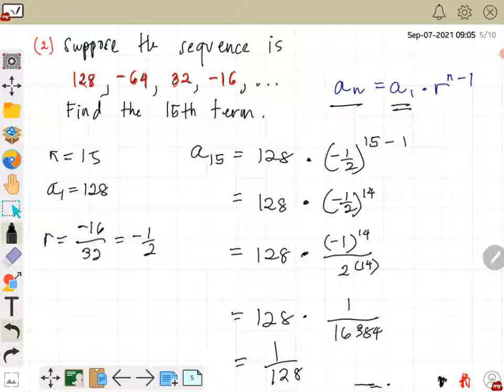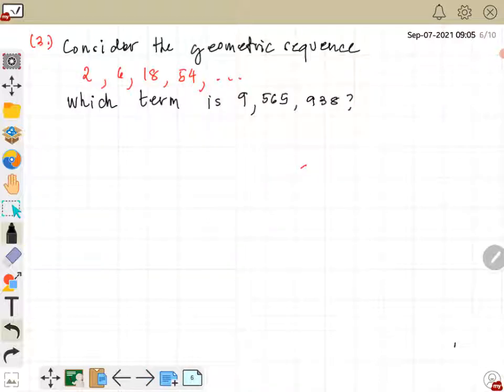This is our 15th term. So that's very straightforward. Let's proceed with our third example. But this third example is somewhat of a twist.